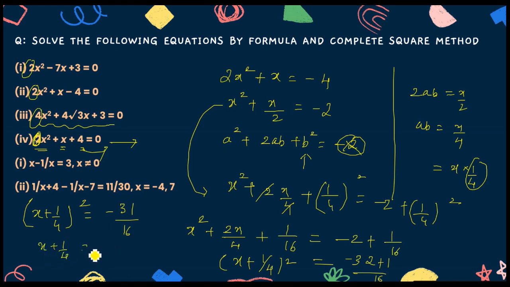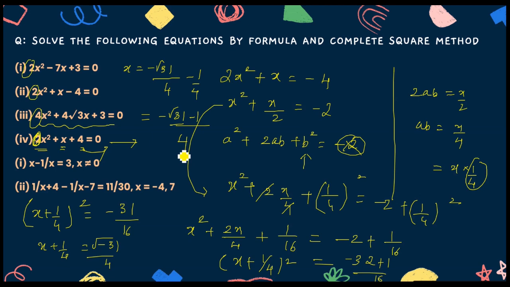Then what will be x plus 1 by 4? Root of minus 31 by 4. Then we will shift this 1 by 4 here. So x will be minus 31 by 4 minus 1 by 4. So we have minus 31 minus 1 by 4 as your roots. Very simple. So like this you can do any question here.